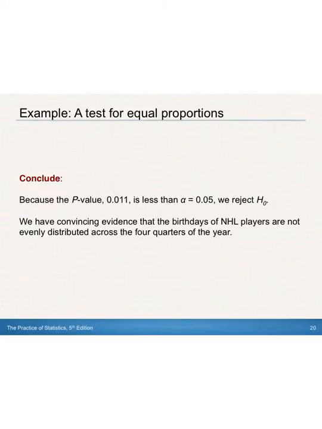So because our p-value of 0.011, which is super specific and was probably gotten from a calculator and not the table, or we can just say because the p-value is between 0.01 and 0.02, and it's less than 0.05, we reject the null. We do have convincing evidence that the birthdays of NHL players are not evenly distributed across the 4 quarters of the year, which gives some evidence to the author's hypothesis that an early birth date gives you a better chance of getting into the NHL.